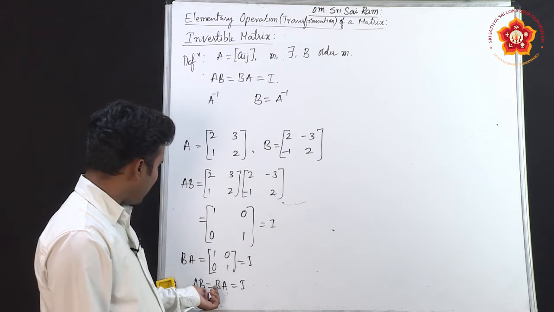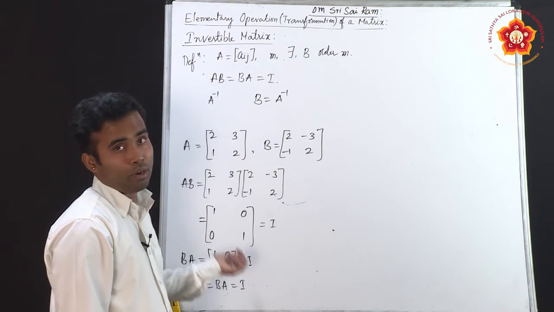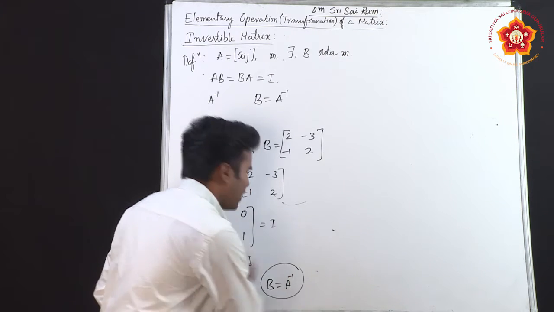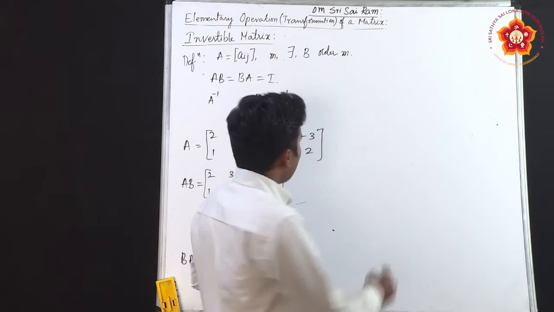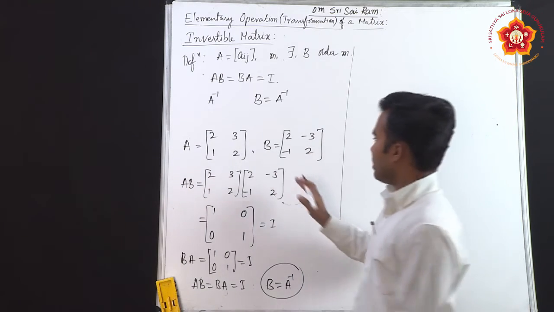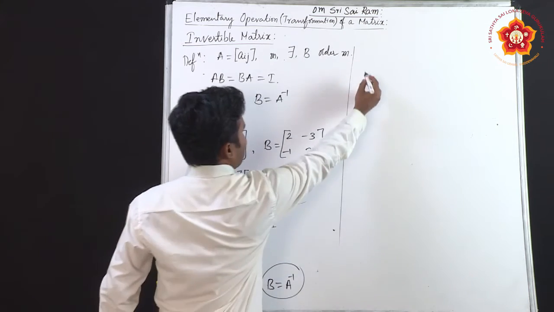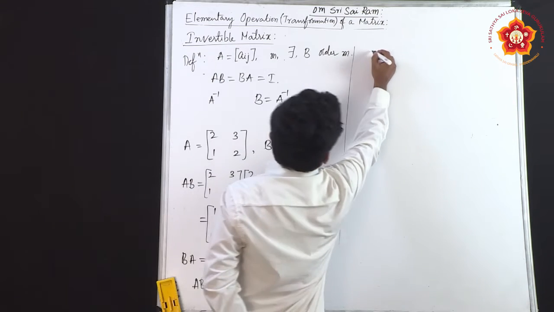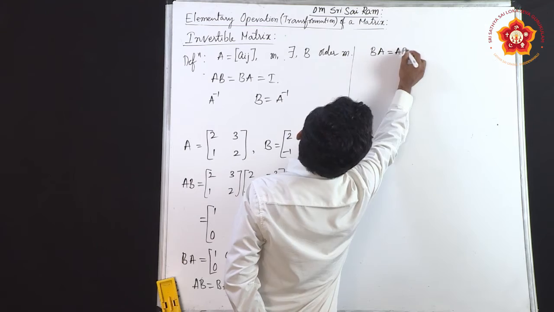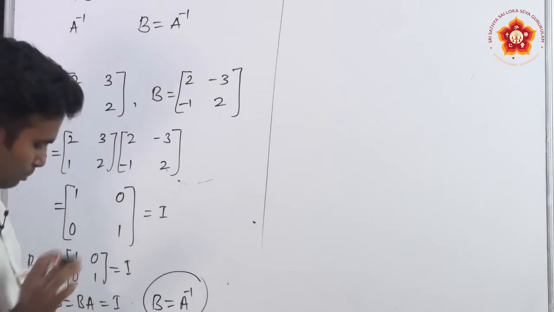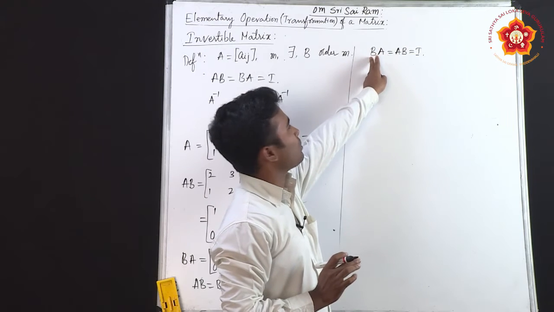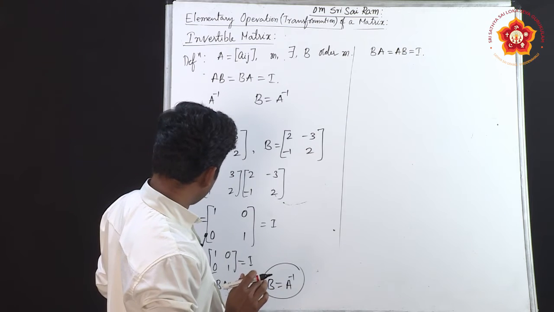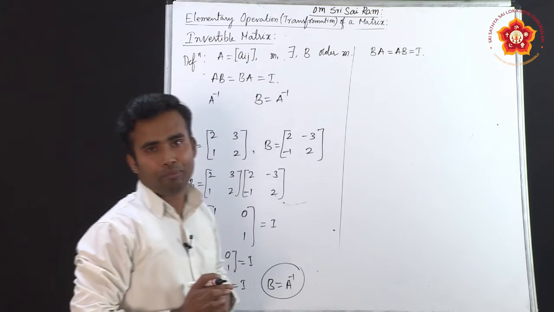So, we can conclude that B is the inverse of matrix A, and that can be written as B is equal to A inverse. In other words, suppose B is a matrix, then A is also an inverse of B. That can be written as BA is equal to AB is equal to I. You can check this. Then obviously, we can say that A is the inverse of B. Understand? Here A is also the inverse of B and B is also the inverse of A.